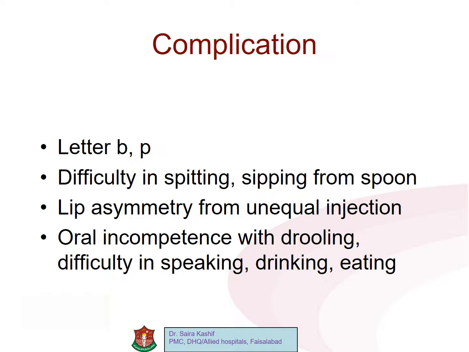Here you can see upper lip. What are the possible complications? There may be difficulty in speaking the letters P and B, difficulty in spitting, sipping from a spoon, and lip asymmetry may arise if you inject an unequal amount over the 2 sides. There may be oral incompetence.